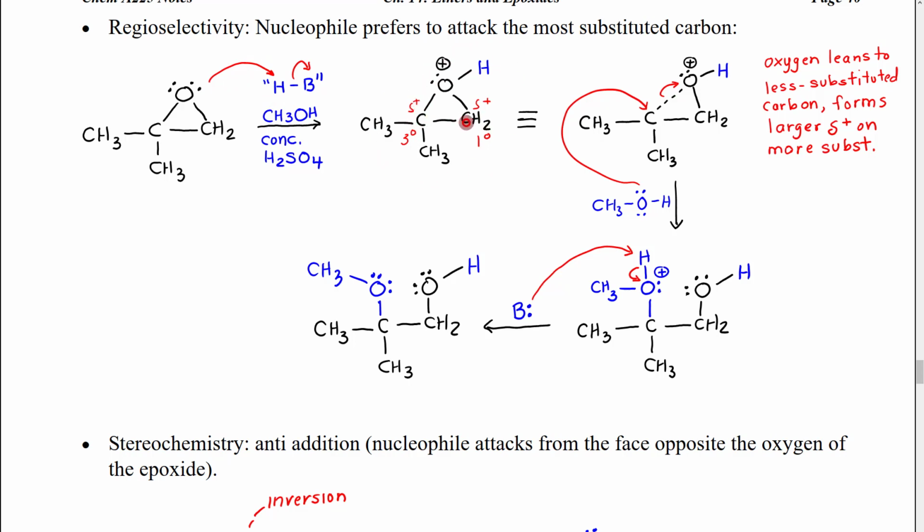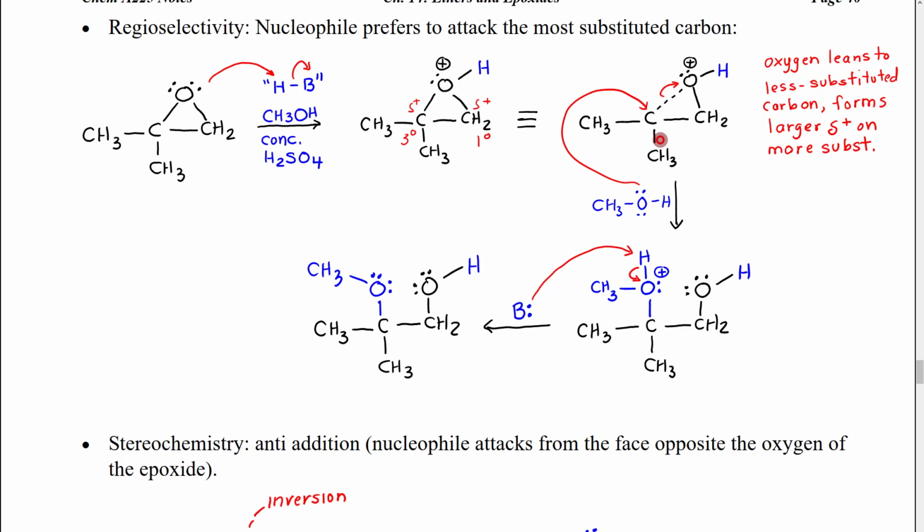We have large partial positives on these carbons because the oxygen is pulling so hard on the bonds. If we look then, we have a partial positive charge on this carbon, which is tertiary, and we have a partial positive charge on this carbon, which is primary. It turns out that the epoxide does not have to stay symmetric, and in fact, in this case, the oxygen leans toward the less substituted carbon. That weakens the bond between the oxygen and the more substituted carbon, and it creates a larger partial positive charge on the more substituted carbon. That's desired because more substituted carbocations have a lower potential energy.